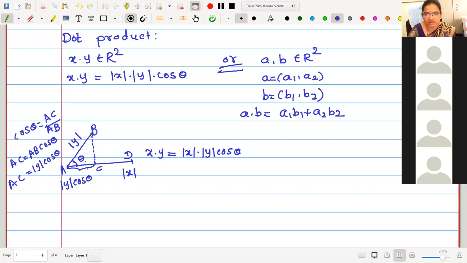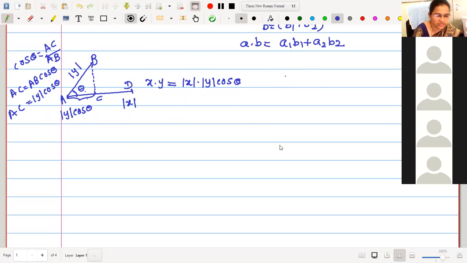Now we will see another definition. This is called a piece by piece definition actually. Here I will write AX, AY: the X component of vector A and the Y component of vector A, and for B, BX and BY.